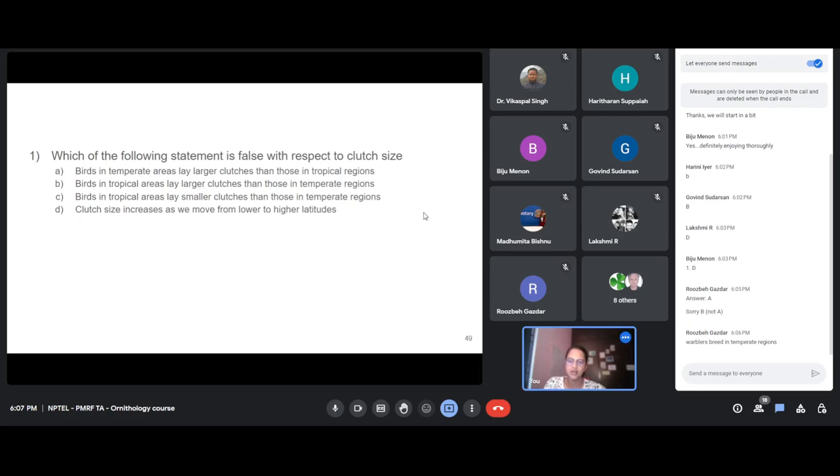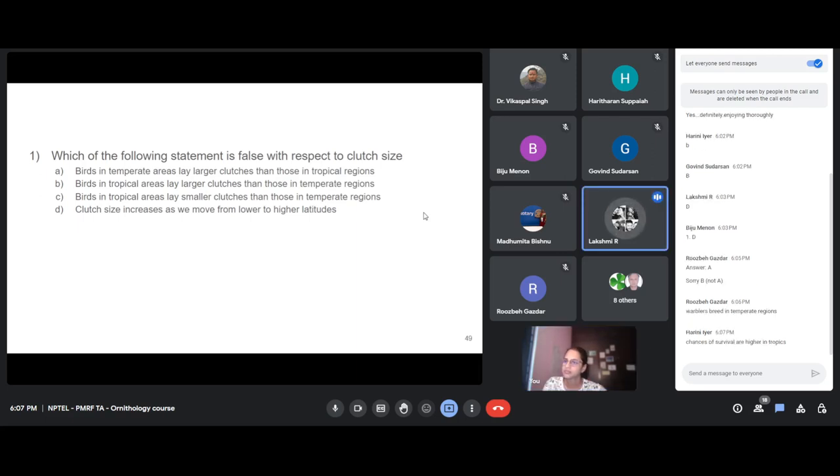And why is this? Why is it that birds in tropical areas lay smaller clutches than temperate regions? Why do birds in temperate regions, as a general trend, lay larger clutches? Maybe their lifespan is less. Less lifespan, more offspring. Larger lifespan, fewer offspring. Okay, we're going to cover this in a later slide.